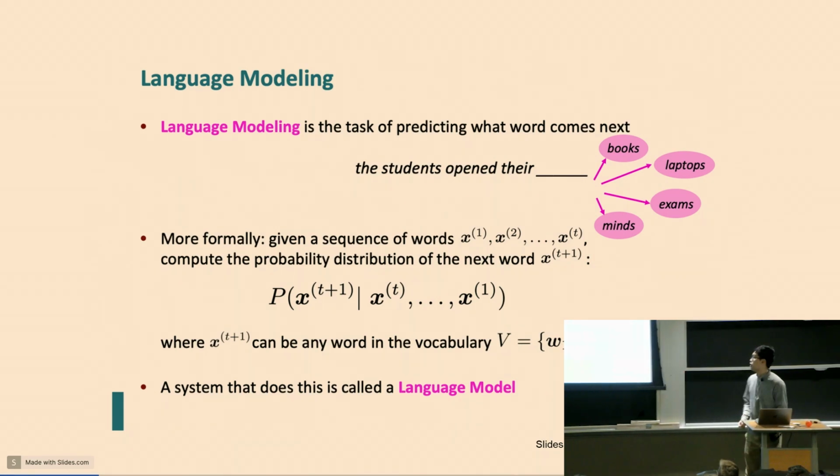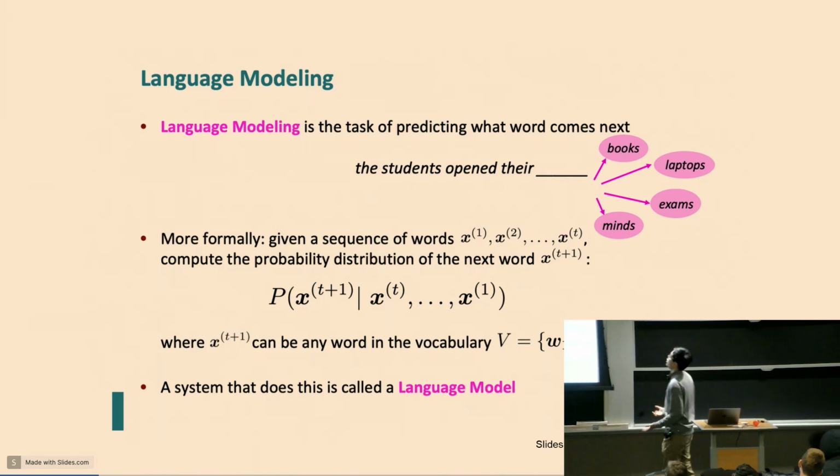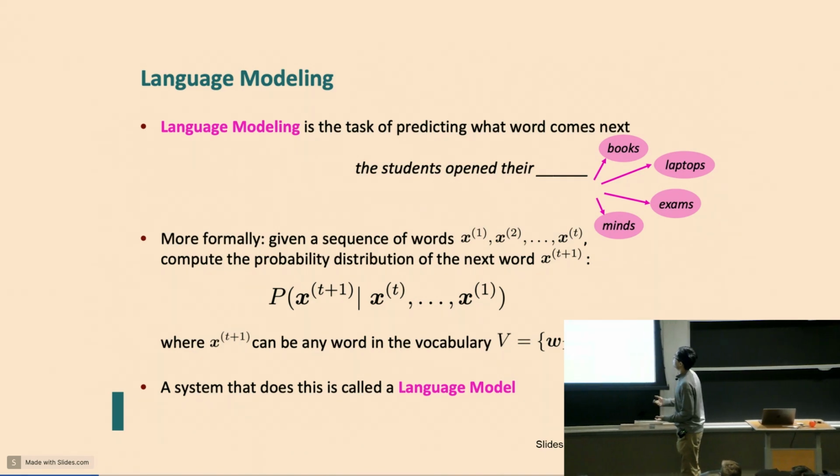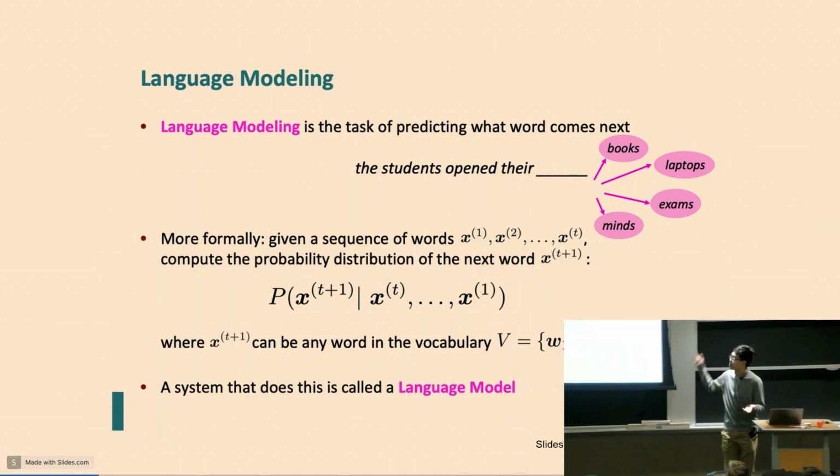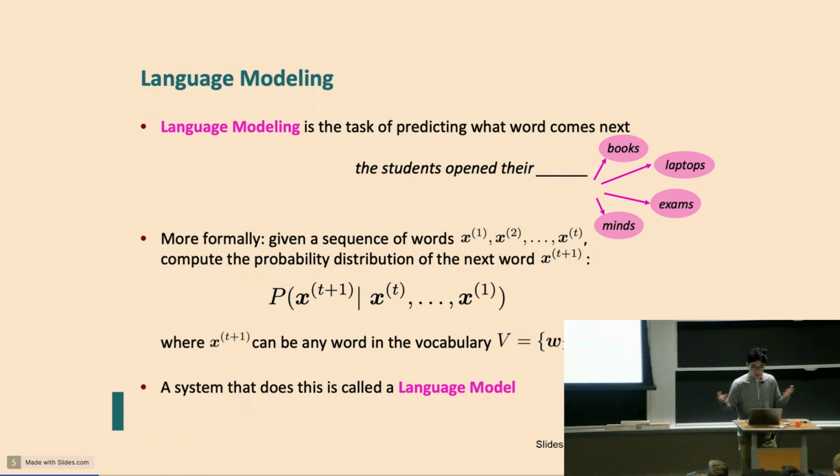A language model can assign a probability to every single word in the whole dictionary. For example, I say books has 40% probability. Laptops come with a 20% probability.